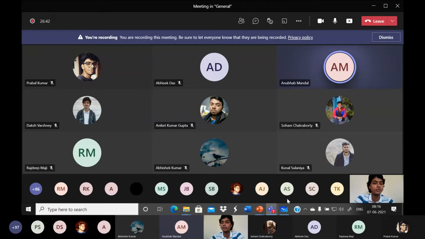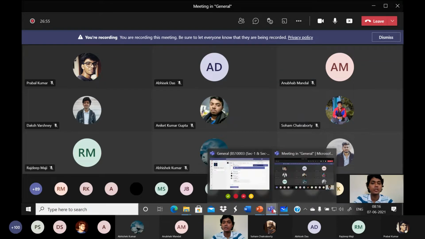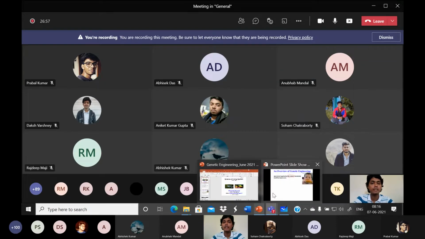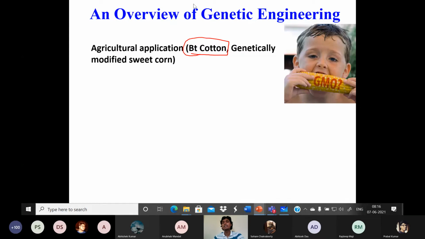Almost 20 years back, it started in India. So let's see BT cotton. This is a cotton plant, so you understand that this is a cotton plant.